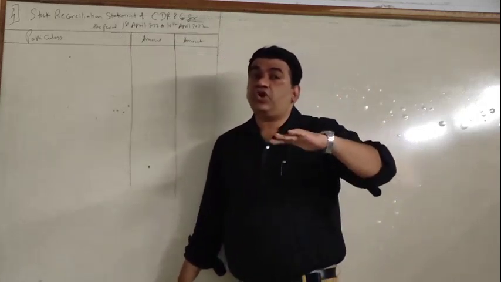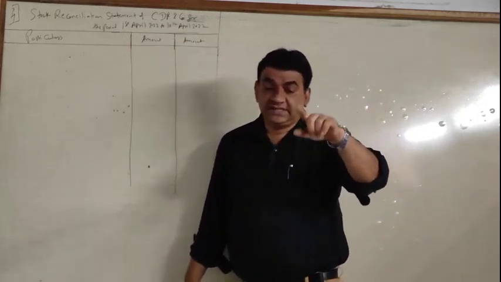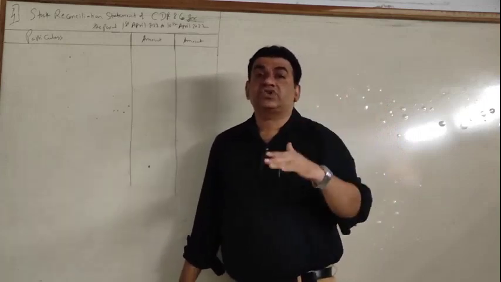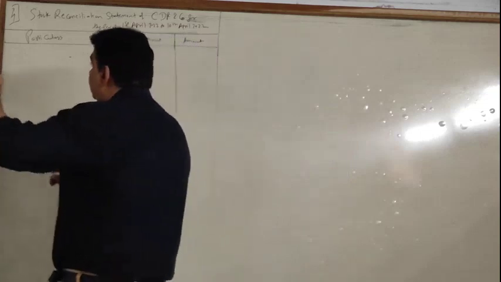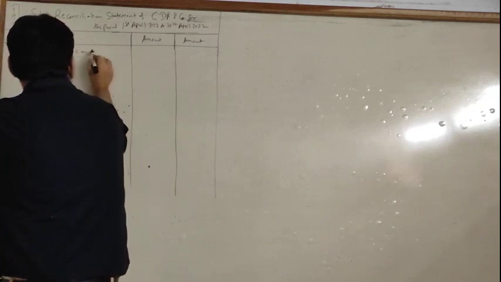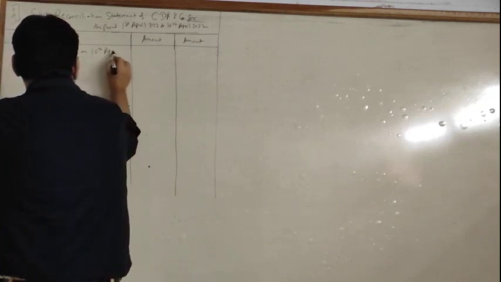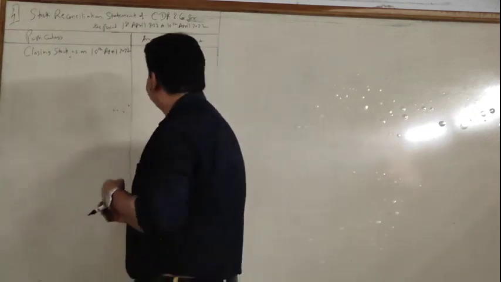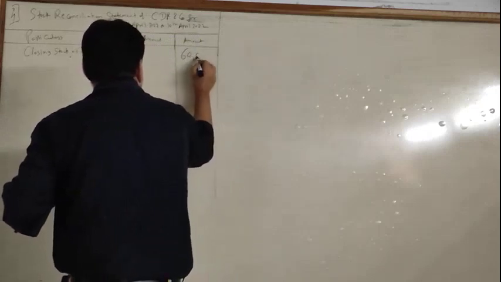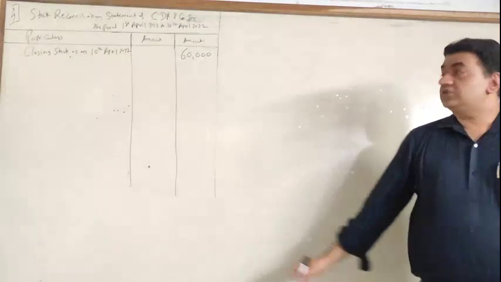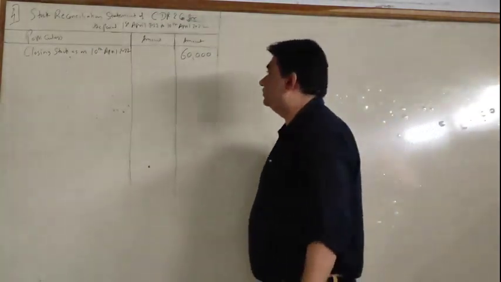Let's start. Stock reconciliation statement of CDR and company for the period 1st April to 10th April. They have taken the stock after 31st March, that is 10th April, and we want to go backwards and get the stock on 31st March. So first, let's take the stock what they have taken. Closing stock as on 10th April 22, that is 60,000.